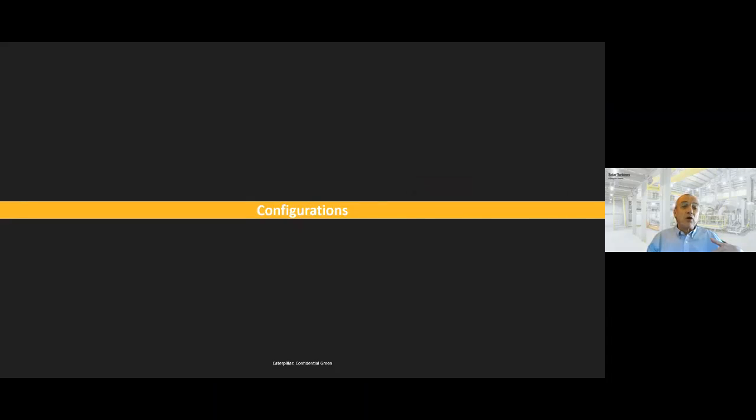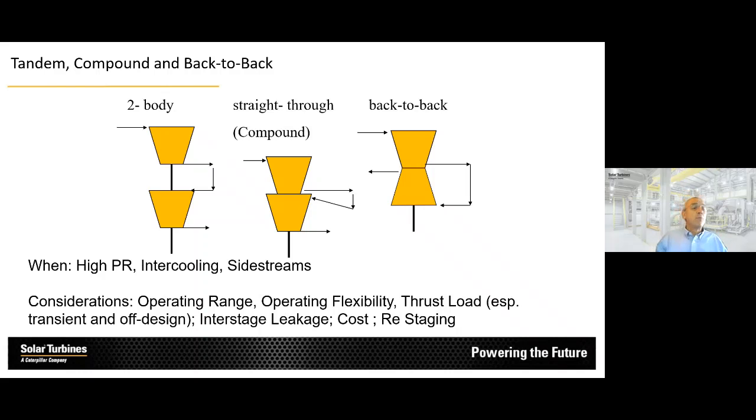So I want to talk a bit about configurations on these machines, especially on the packaging side and drivers and stuff like that. So far we've mostly talked about a single compressor body. But what if I want to make more pressure ratio than what I can get out of a single body? Or what if I want to have side streams? Or what if I want to have the capability to cool the gas during the compression process? In all these instances, you have a number of options.